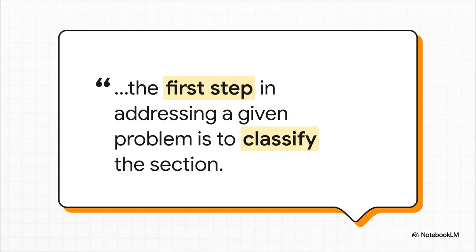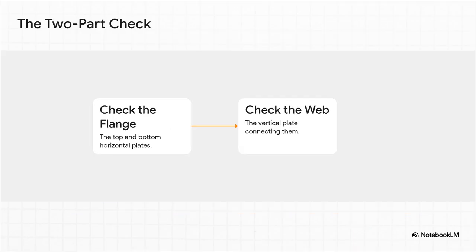There are no shortcuts. For a typical I section, this whole classification thing boils down to checking two key parts. First, you look at the flanges. Those are the top and bottom horizontal bits. And then you check the web. That's the vertical piece connecting them. You've got to check both of them.